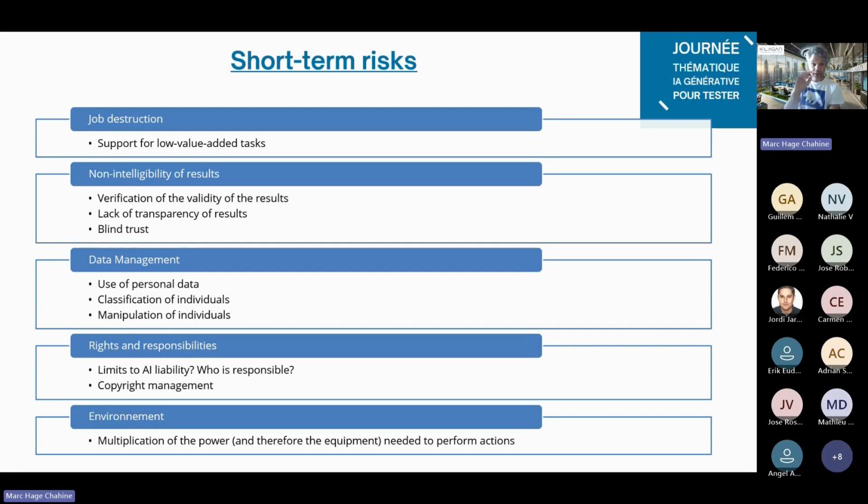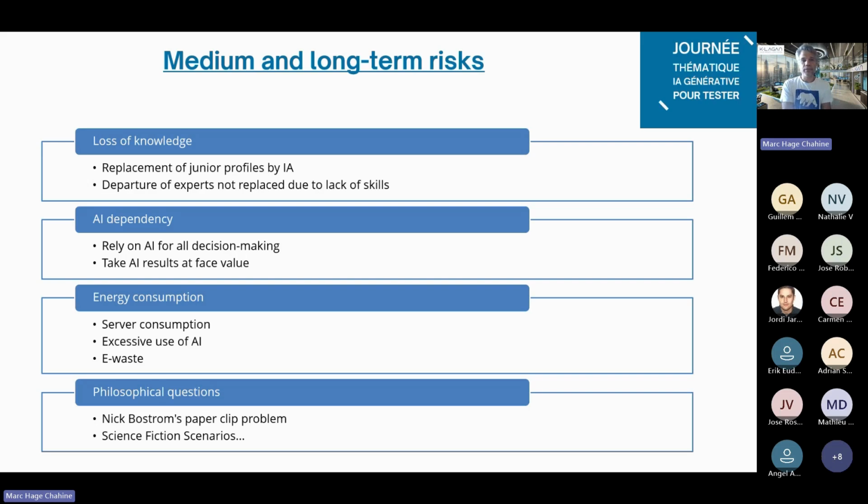The risks are not only short-term, they are also medium and long-term. If juniors don't do the actions because AI does them, we have lost jobs as before, we won't be able to replace confirmed people and experts with juniors, and we might have issues and a lack of knowledge. We might become dependent on AI. A lot of people use ChatGPT and they don't review what they get. They just copy and paste the answer.